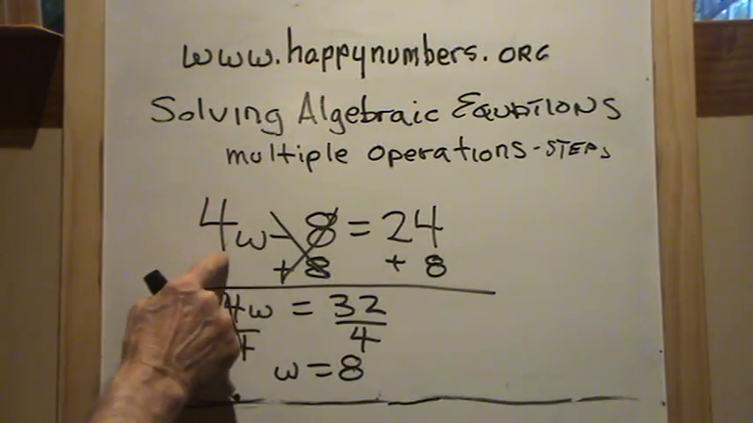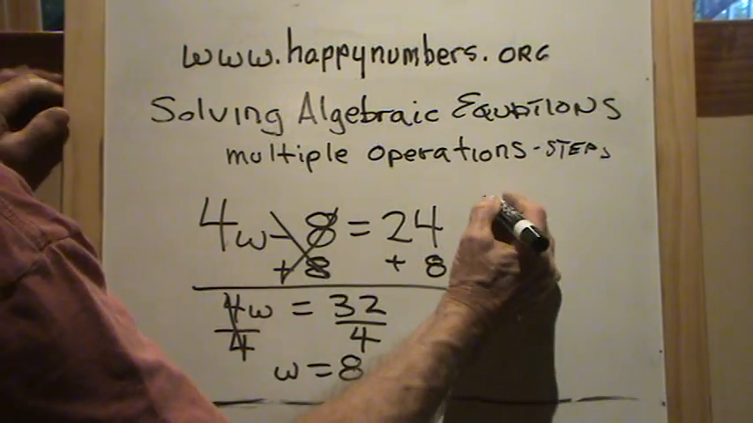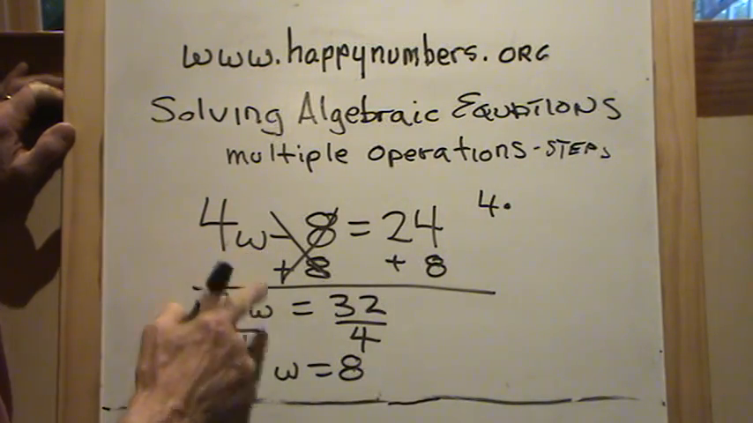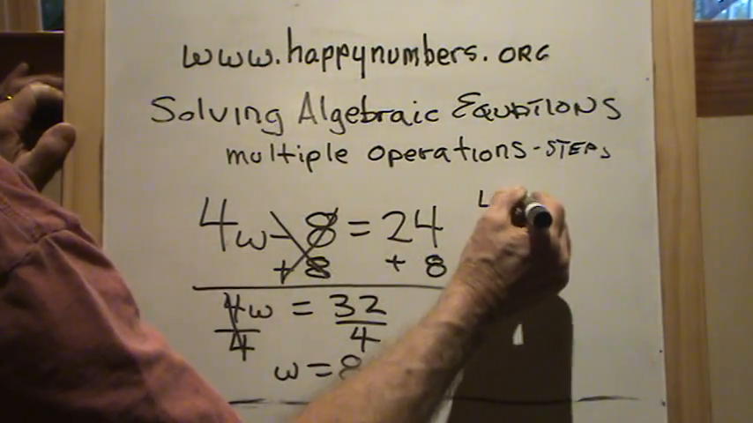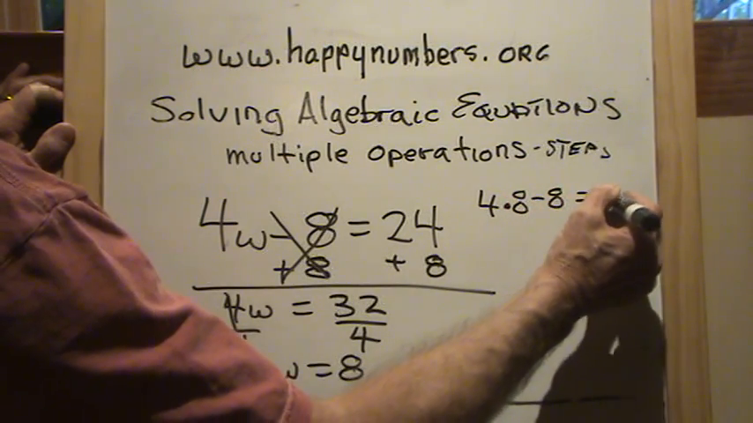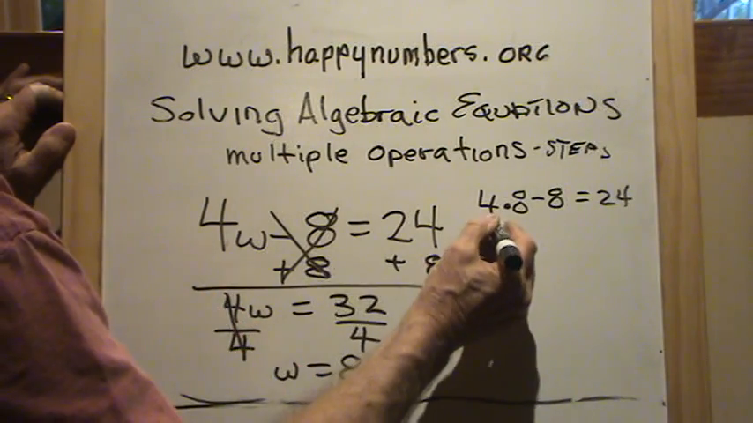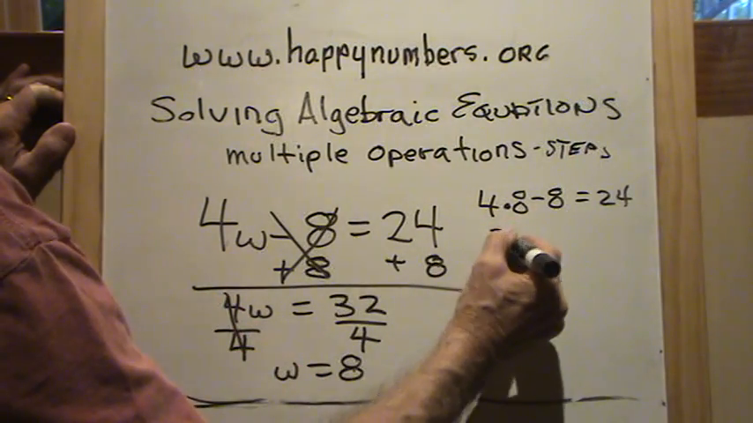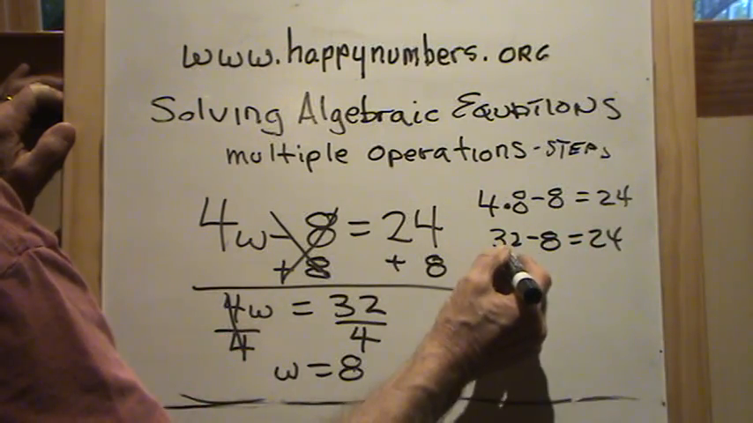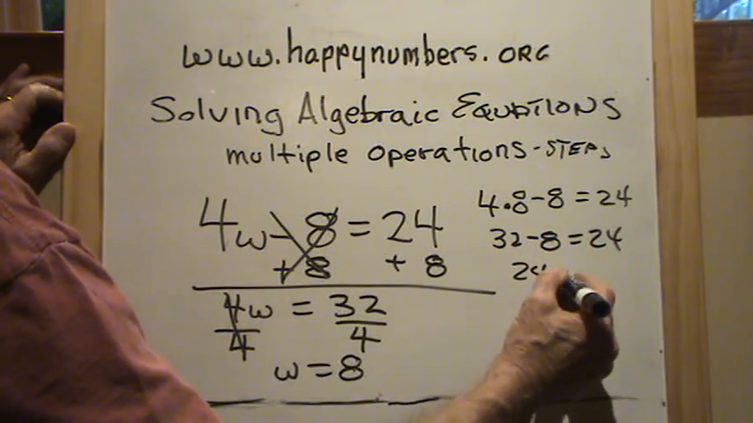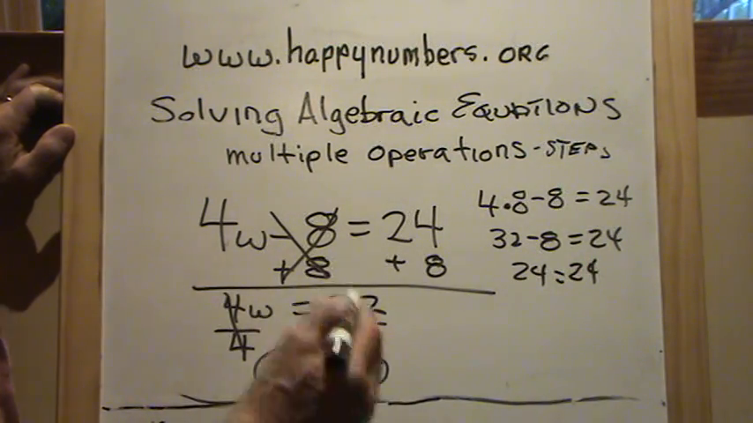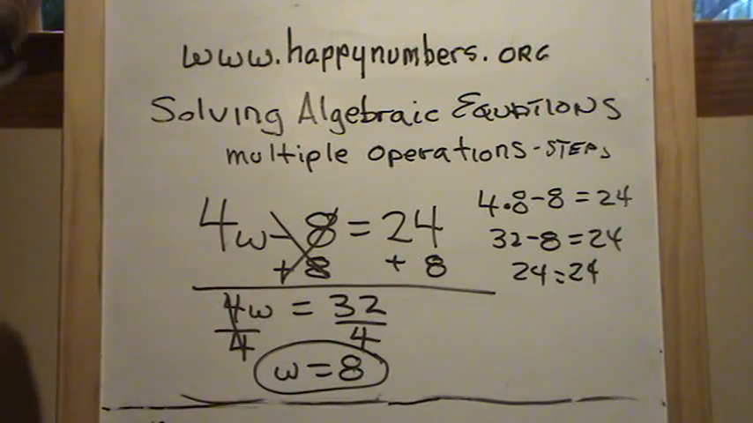If we go back to our initial equation, let's do it here. 4 times w, we're saying w is 8, so 4 times 8 minus 8 equals 24. Well, 4 times 8 is 32 minus 8 equals 24. 32 minus 8 is 24, and 24 does equal 24. So our answer of w equals 8 is correct.